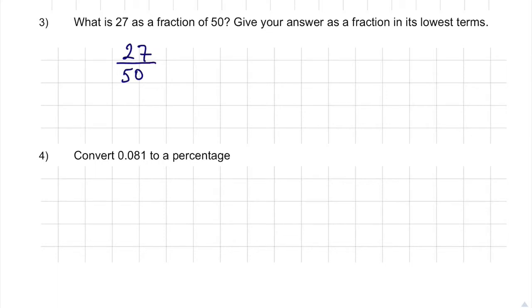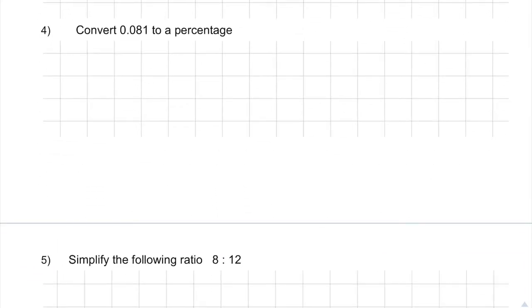Question 4, we have to convert 0.081 to a percentage. Well, I know my hundredths column is this one where the 8 is. So I know that would not only be 8%, but then I've got the 1 after that, so it must be 8.1%.